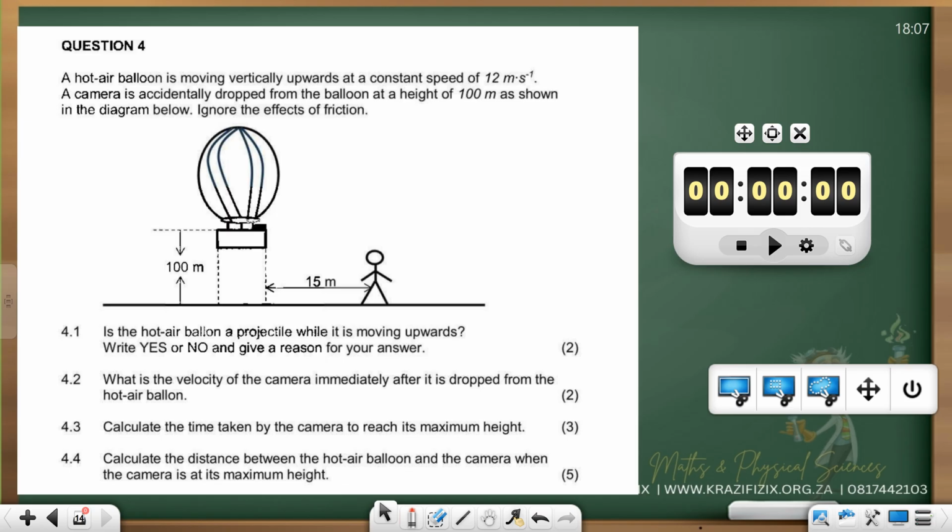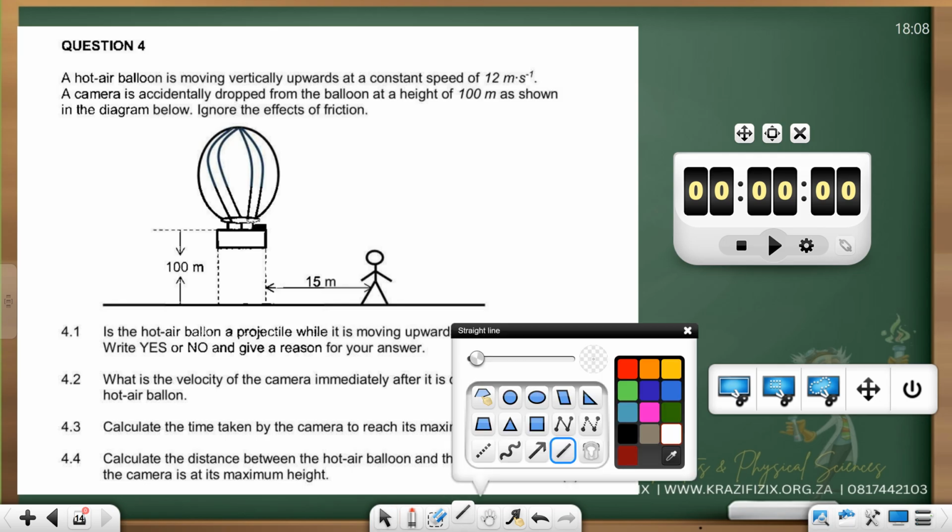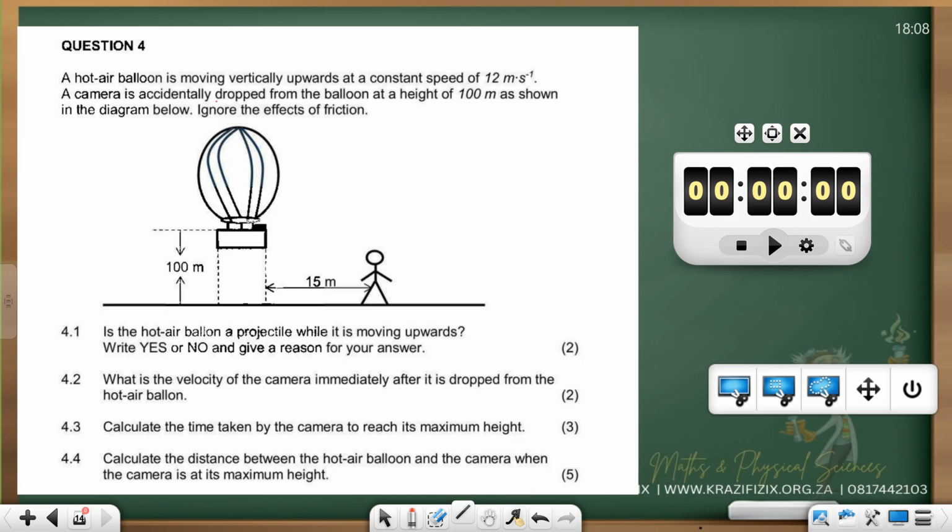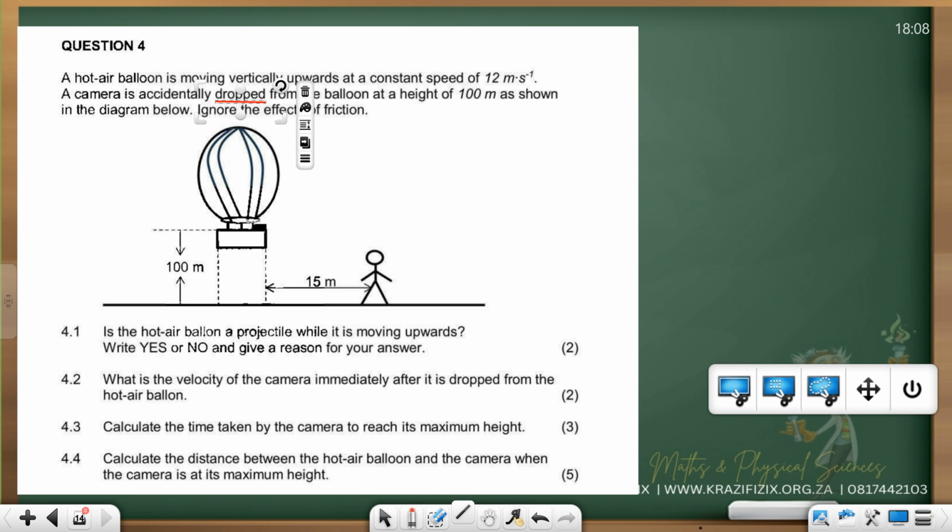A hot air balloon is moving vertically upwards at a constant speed of 12 meters per second. A camera, rather, is accidentally dropped from the balloon. Now, I remember explaining to you guys about the word dropped. That drop doesn't mean that the initial is zero. We must ask ourselves, what is the position or what is the condition from where the object was dropped from? All right, so a camera is accidentally dropped from the balloon at a height of 100 meters.